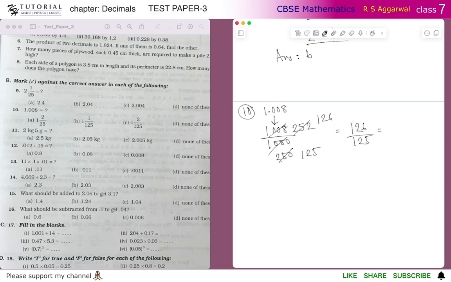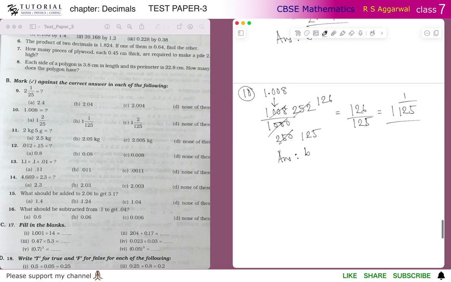Now this is 1 by 125. So how do we convert an improper fraction to a mixed fraction? We divide the numerator by the denominator, and in that division, the quotient becomes the whole part, and the remainder over the denominator becomes the fraction part. So the answer is 1 and 1 by 125. So the answer is choice B.